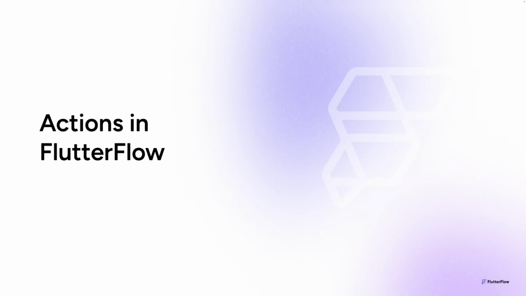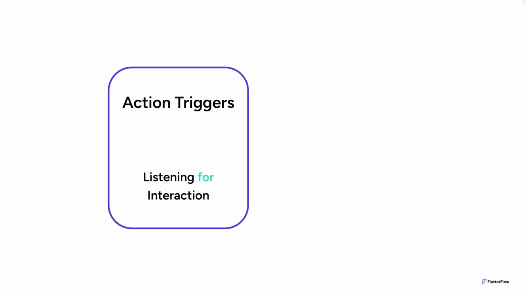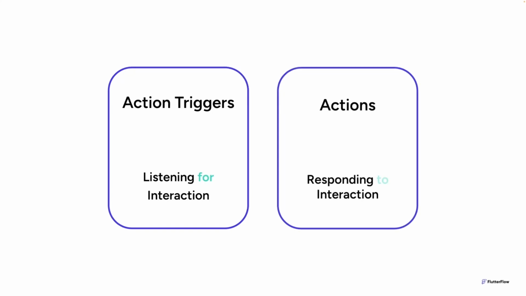Essentially, designing interactivity in FlutterFlow involves two steps. One, listening for interaction or action triggers. For example, waiting for a button to be clicked. And then responding to an interaction or actions. For example, when the button is clicked, what to do. Action triggers represent a specific event, while actions are functions executed in response to the triggered event.